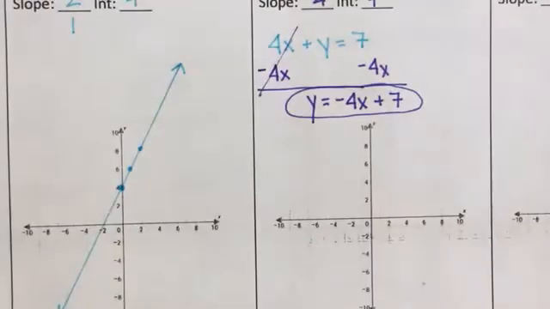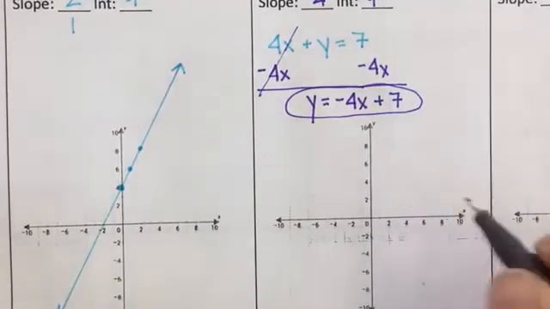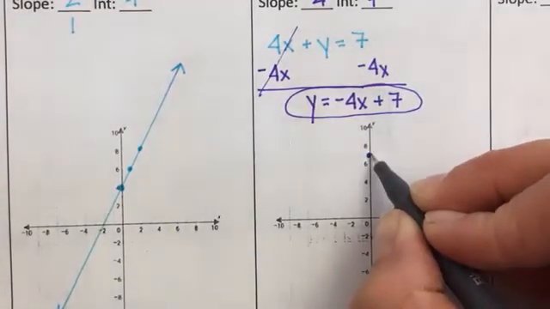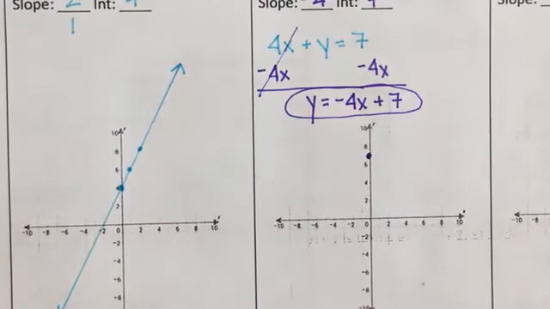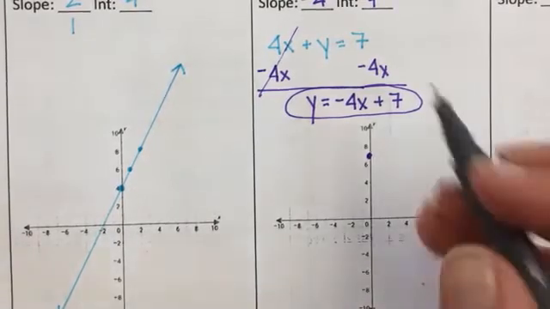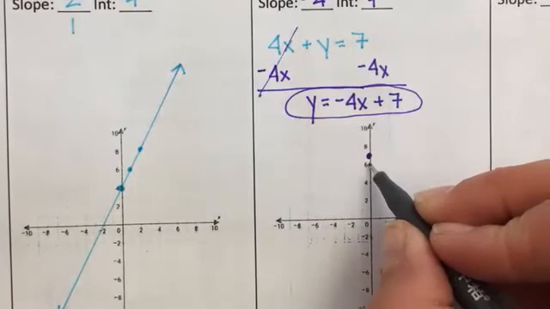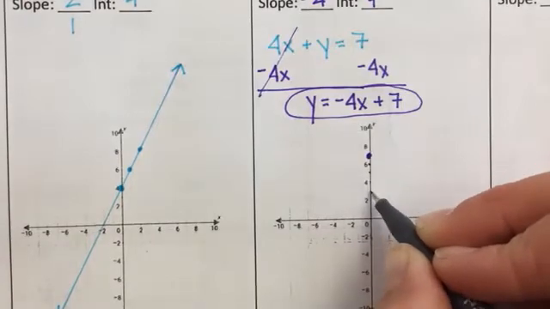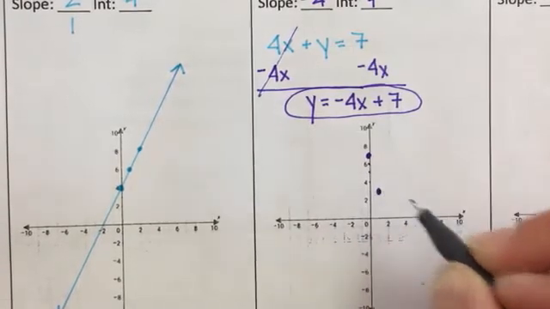Okay, so I'm going to go to positive 7, and then I am going to go down 4. 1, 2, 3, 4 over 1.